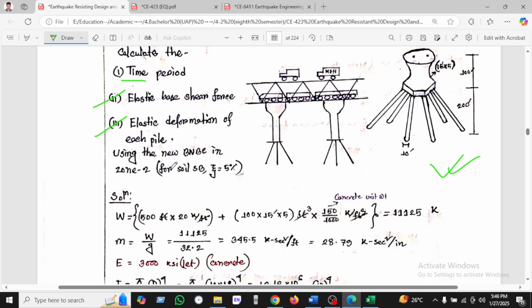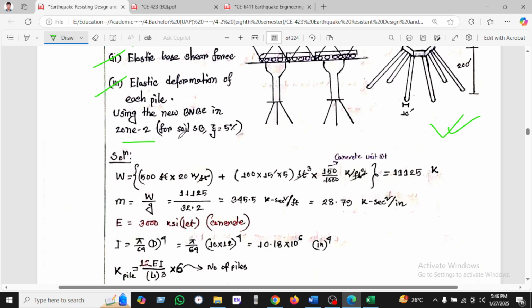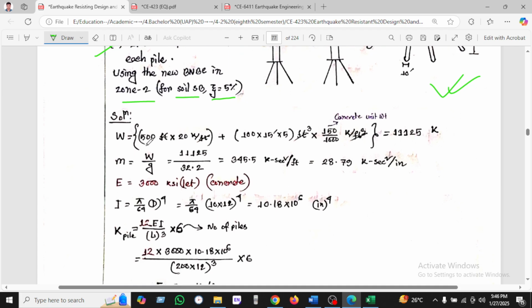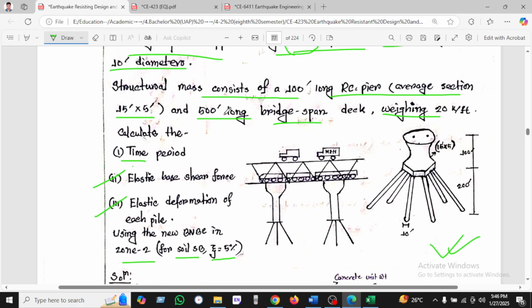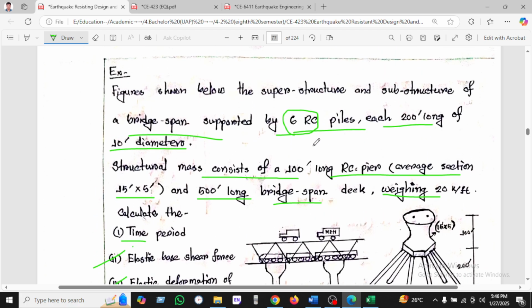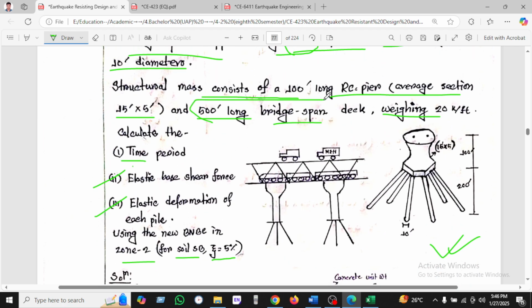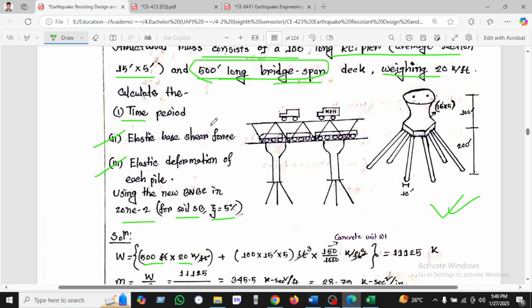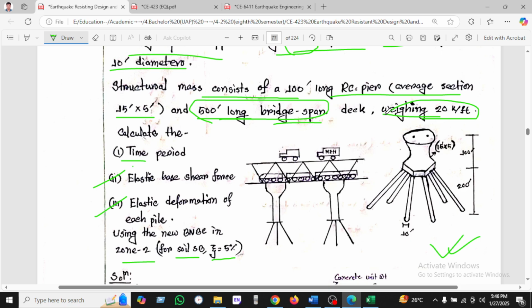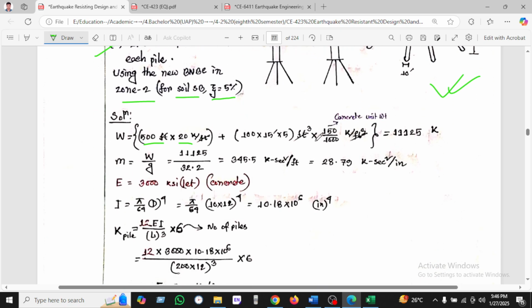means BNBC 2020 for zone 2, and soil type SB, and damping ratio is 5%. Now we have taken 500 feet, as given in the question. The 500 feet long bridge is given, and 20 cube feet is given as the weight, and we have found W.